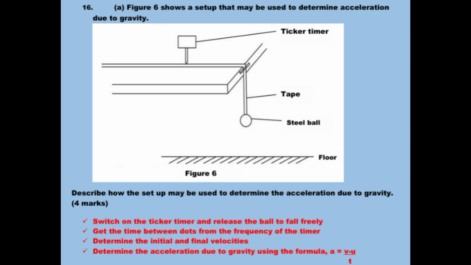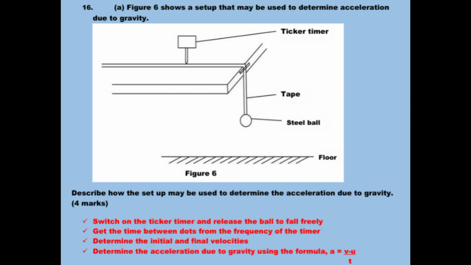A, figure 6 shows a setup that may be used to determine the acceleration due to gravity. So we have the ticker timer, we have the tape, we have the ball, and then we have the floor. Describe how the setup may be used to determine the acceleration due to gravity.